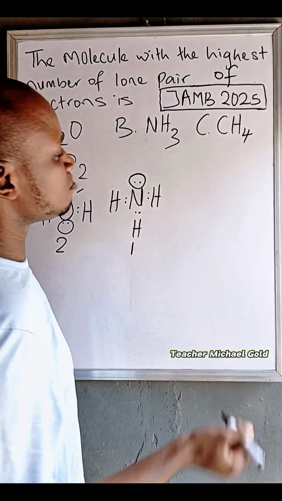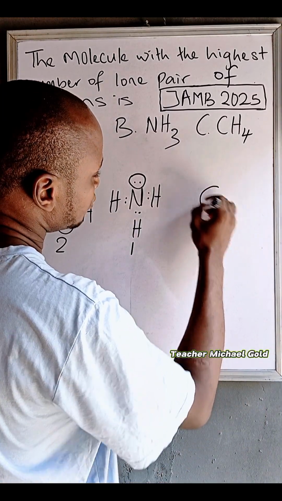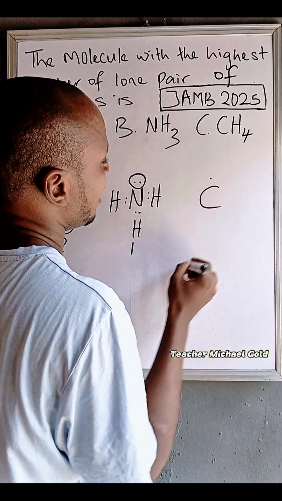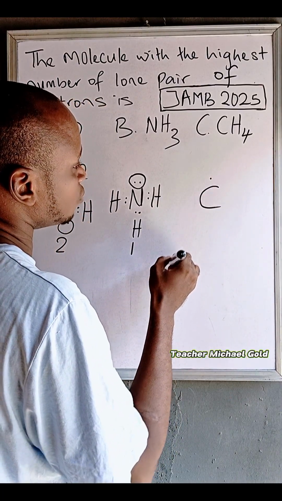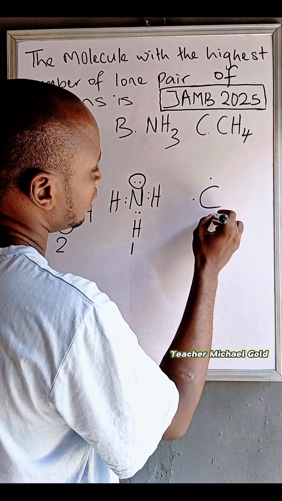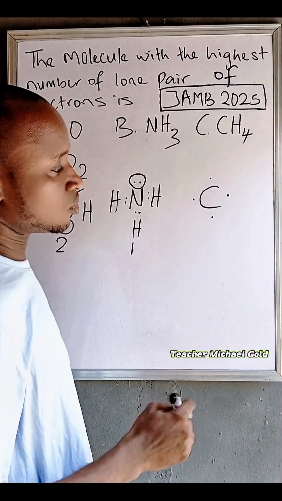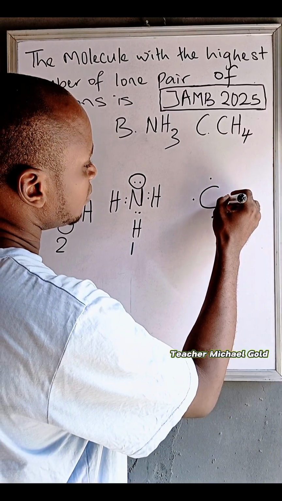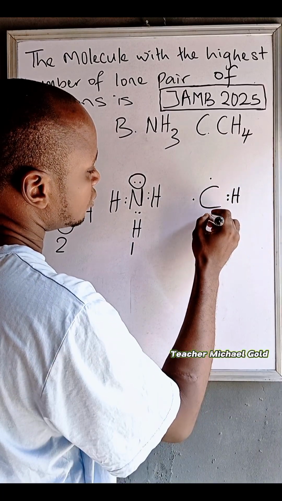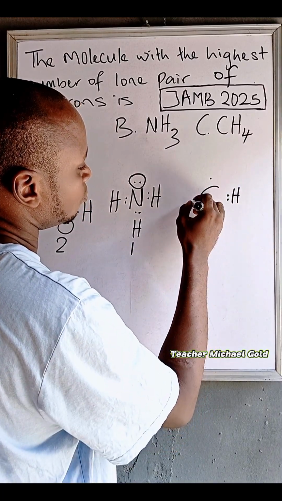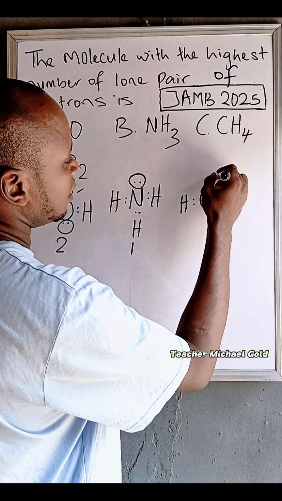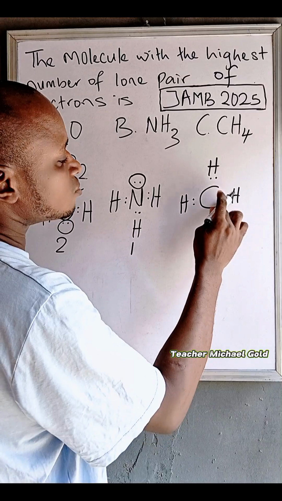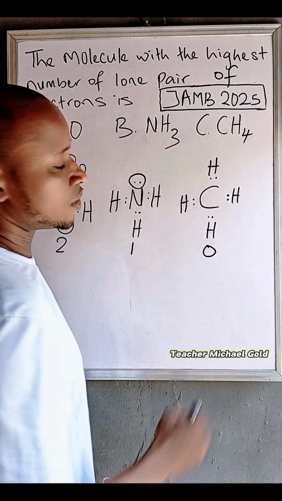Now for the next one, which is methane. In methane, the central atom is carbon, and carbon is a group 4 element. So the first electron will be there, second electron, third electron, and the fourth electron. So that makes up the outermost shell of carbon. Now hydrogen will come up here to form a bond here. Another hydrogen will come up to form a bond here, another here, and another here. And if you look at this, there is no lone pair of electrons. So we have 0 lone pairs of electrons here.